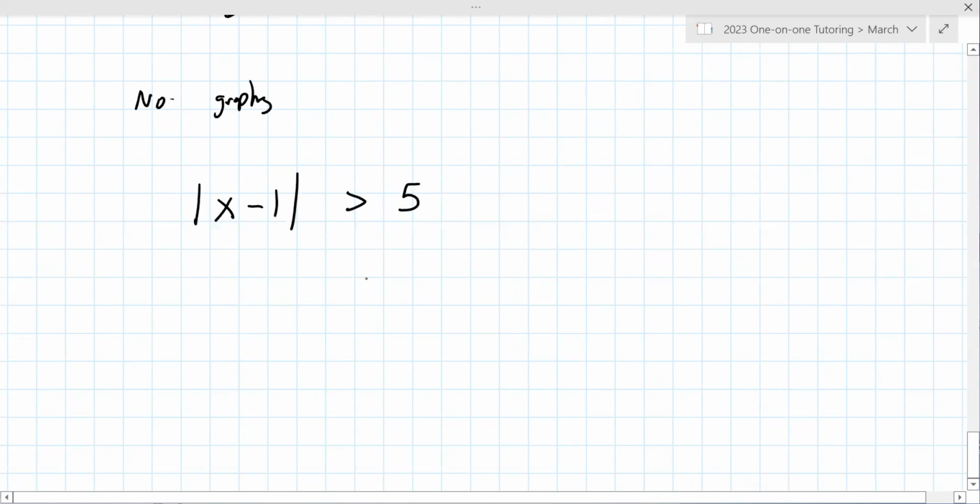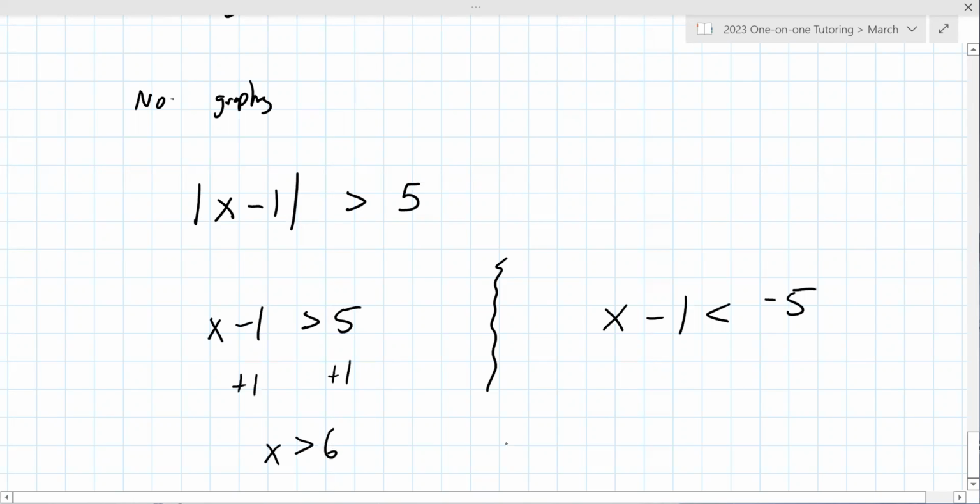I want you to tell me the two cases. What goes on the left here to solve? What goes on the right here to solve? So wouldn't the left be x minus 1 is greater than 5? Yes. And then on the other side, it would be x minus 1 is less than negative 5, you flip the inequality. Okay. All right. So you're going to add 1 to both sides. x is greater than 6, or add 1 to both sides, x is less than -4.